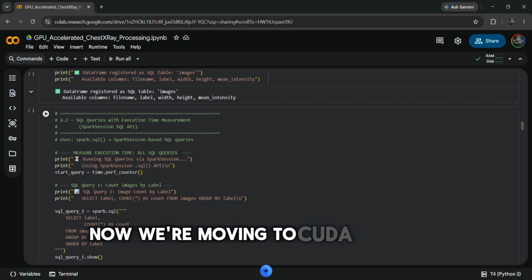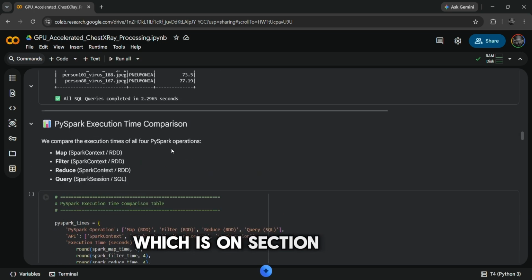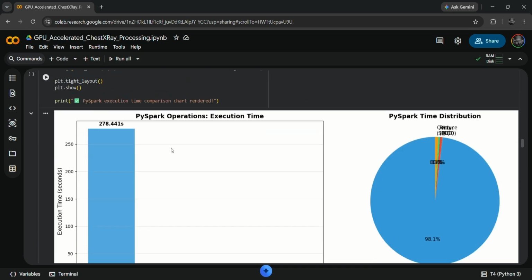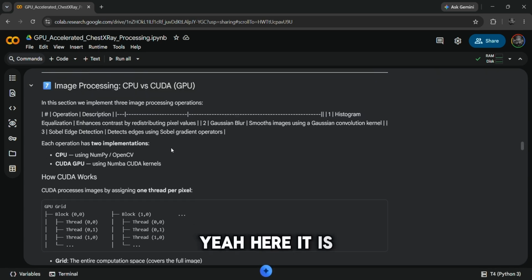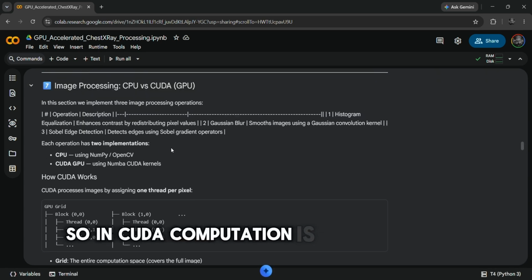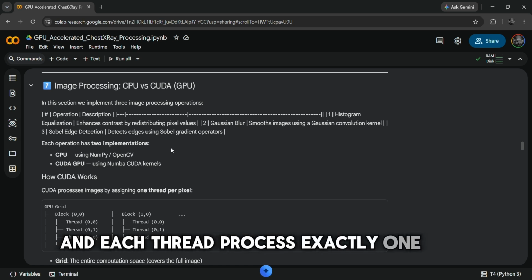Now we're moving to the CUDA parallel concept, which is in section 7, I think. Yeah, here it is. So in CUDA, computation is organized into 3 levels. A grid covers the entire image. Each grid contains multiple blocks. Here we use 16 times 16 blocks, so 256 threads per block, and each thread processes exactly 1 pixel.